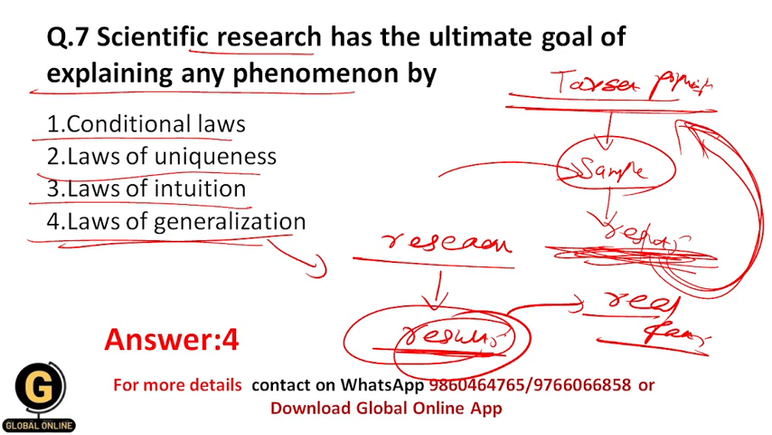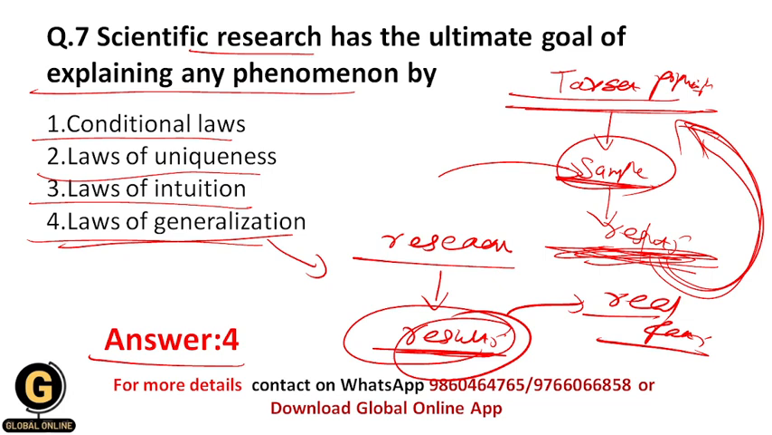All of you getting? Because the samples are taken from this target population only. So this is nothing but the laws of generalization. If you don't do the generalization, then how can you interpret your results according to your aims? It won't be possible. All of you getting? And that's why the correct answer over here is 4.